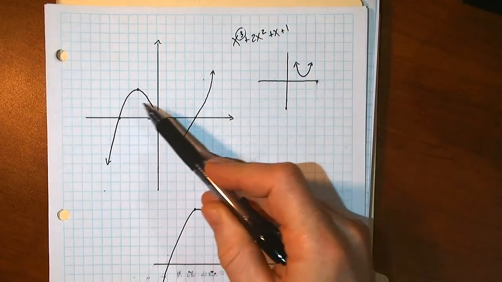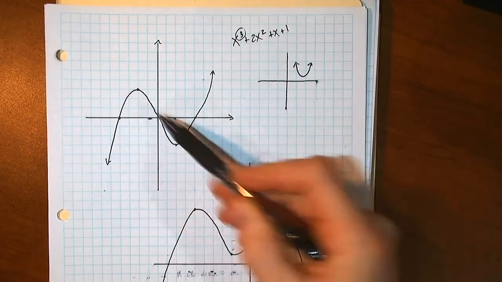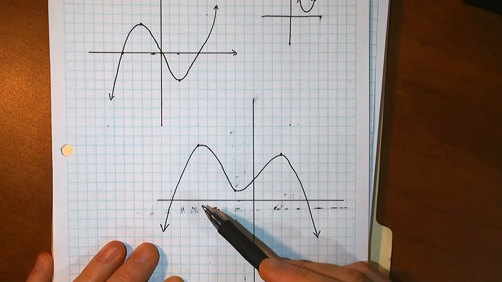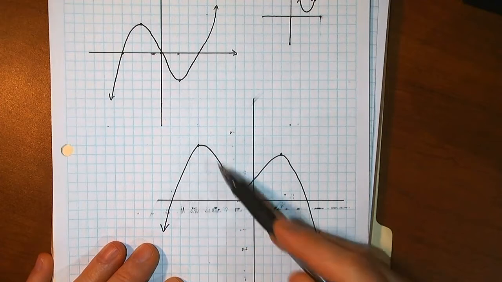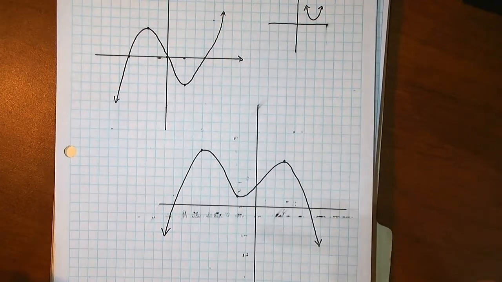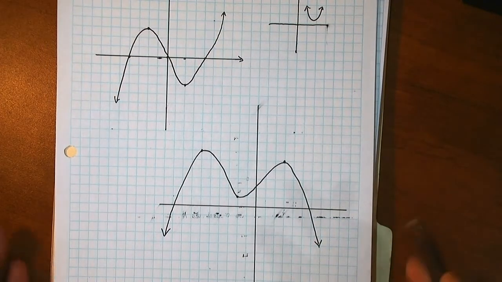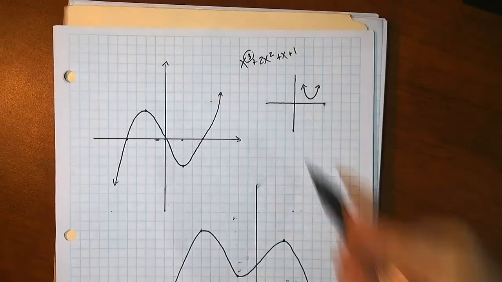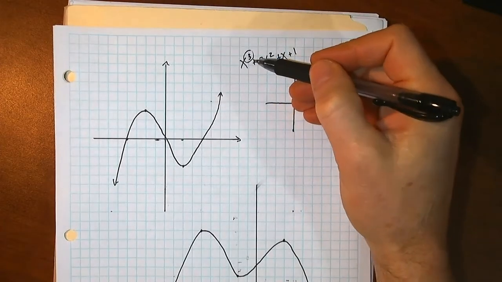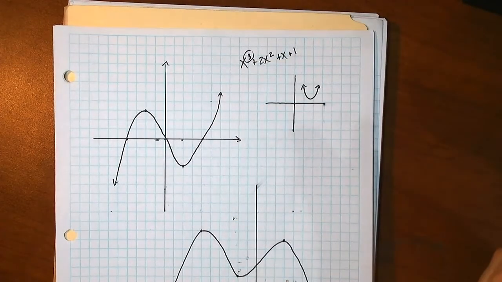This was an example of a cubic. It has two little hills and valleys. This would be something that's raised to the fourth degree. So there's three little hills and valleys. And so you can see there's a definite connection between what the degree of the polynomial is and how many hills and valleys there are.